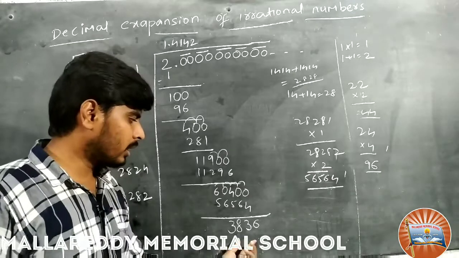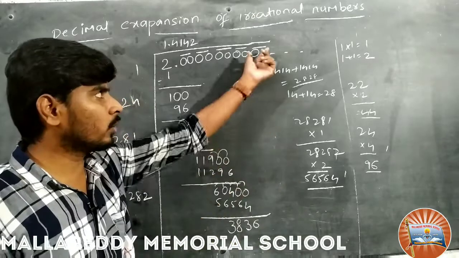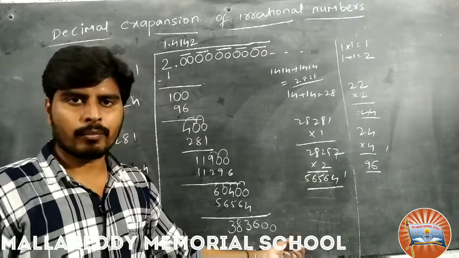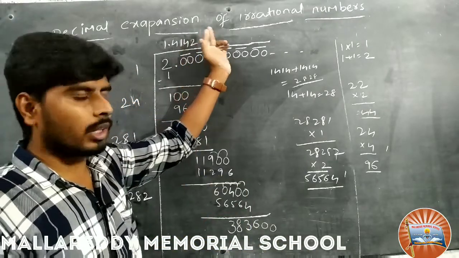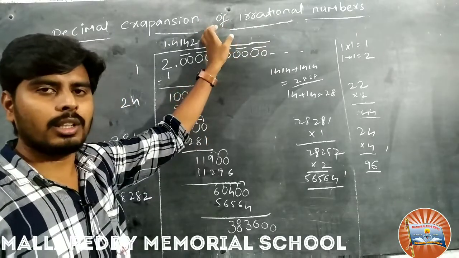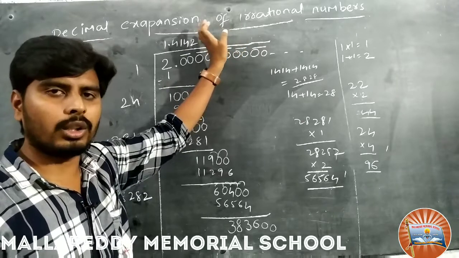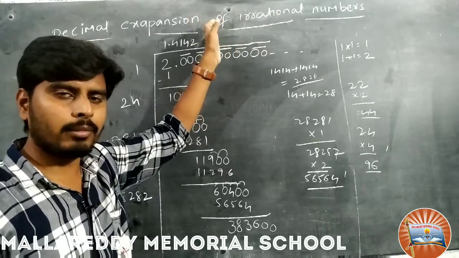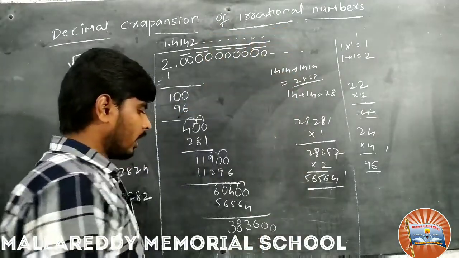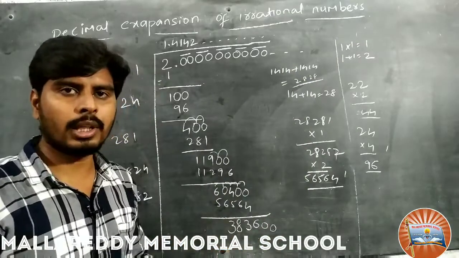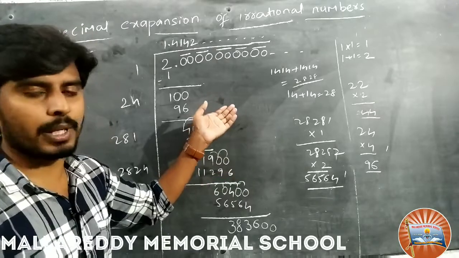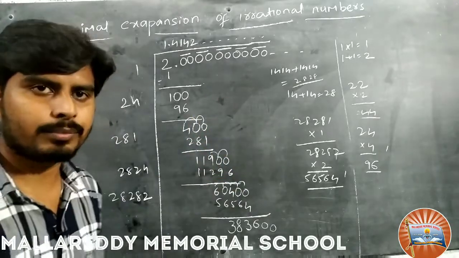Now the remainder is 3836 and take again 2 zeros. Write down here. The process will continue like that only. It means the quotient also continues like that. The quotient will not repeat and does not terminate. That is why we call them irrational. The process continues like that. So I am stopping here. This is the way of finding the decimal expansion of irrational numbers.